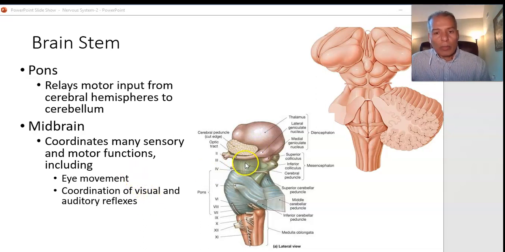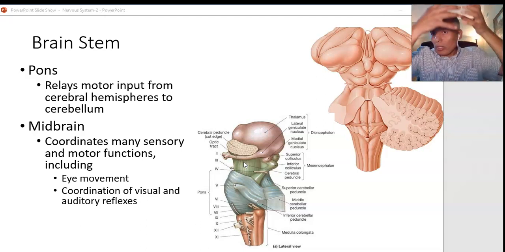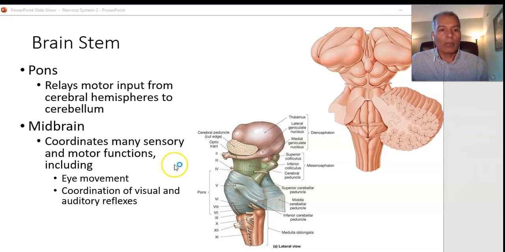So that midbrain basically has pathways that are coming down to bring motor commands, and also pathways that are coming out to bring sensation from different parts of the body. And in addition, it enables you to coordinate eye movement, and it gives you the visual auditory reflex.